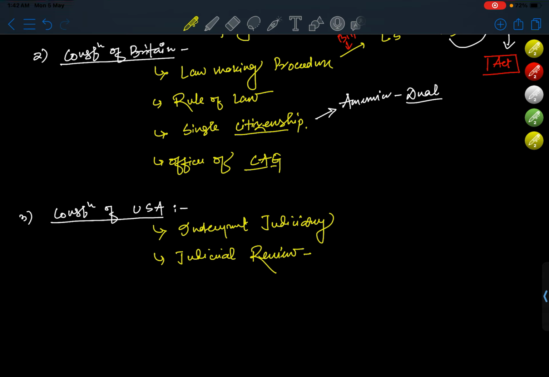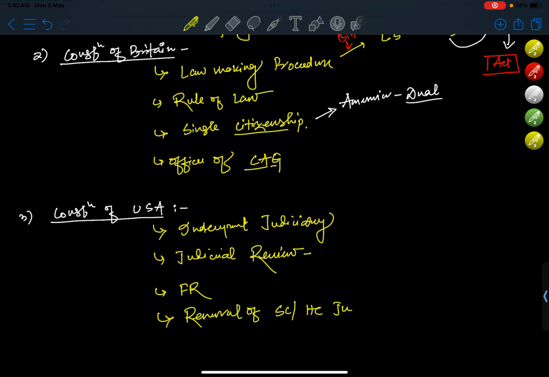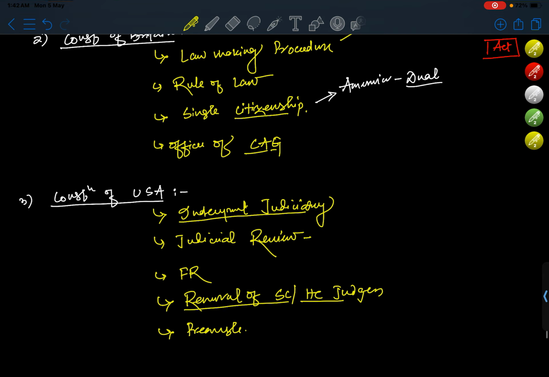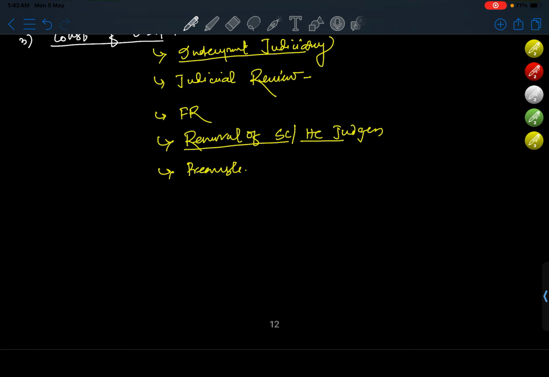Okay. Next, fundamental rights have been taken from USA. Removal of Supreme Court and High Court judges, because the judiciary is also inspired from the Constitution of USA. So the removal of High Court and Supreme Court judges is also inspired from USA only. Preamble is also inspired from USA. Next is Canada.